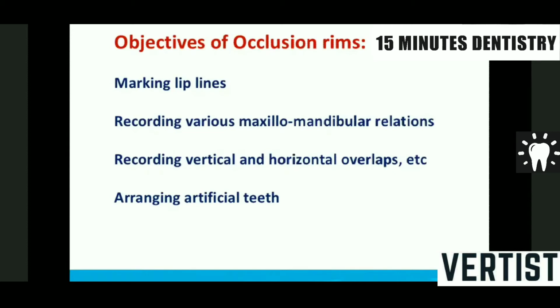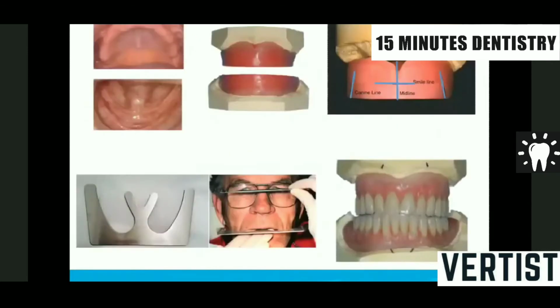Then the most important thing is to mark the lines on the occlusal rim. These markings will help you arrange the anteriors. First you mark the midline, then you mark the canine line, and then you mark the smile line or high lip line. Next, the objective is to record the maxillomandibular relationship, then establish the vertical and horizontal overlap, that is overbite and overjet, and then arrange the artificial teeth.